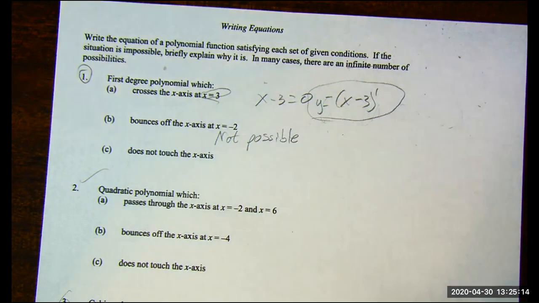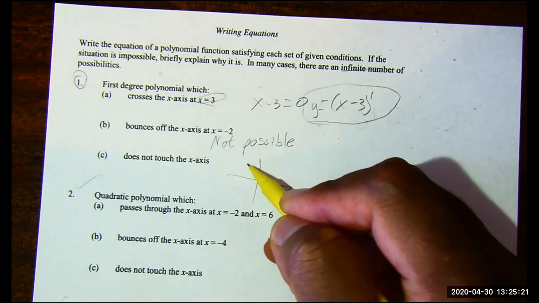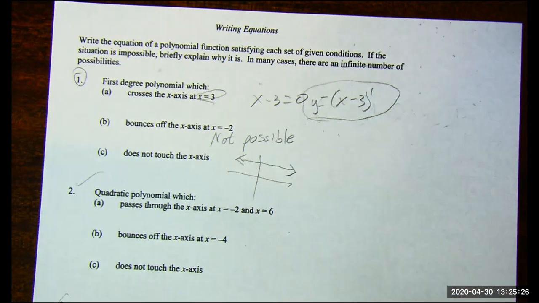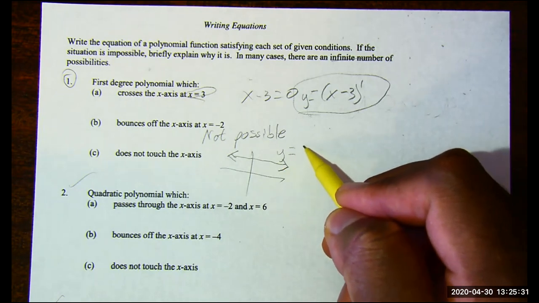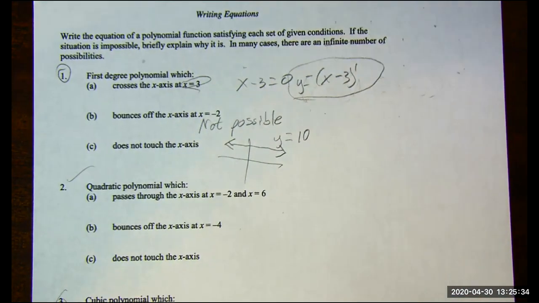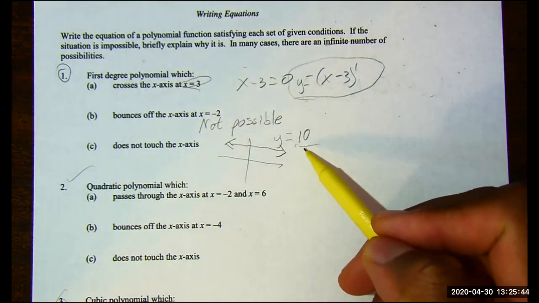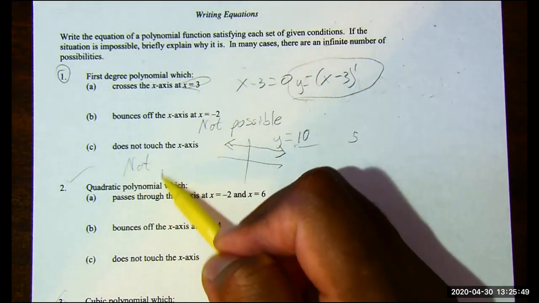Does not touch the x-axis. First degree polynomial. Let's do a sketch. Any diagonal line would touch the x-axis, so it would have to be parallel. If we have a parallel line, the equation would be y equals some number, some constant term. For example, y equals 10. Now, is y equals 10 a polynomial? No, it's just a constant term. y equals 10 isn't a polynomial, it's just 10. Graph the line 10. Graph the line y equals 5. So this is not possible.